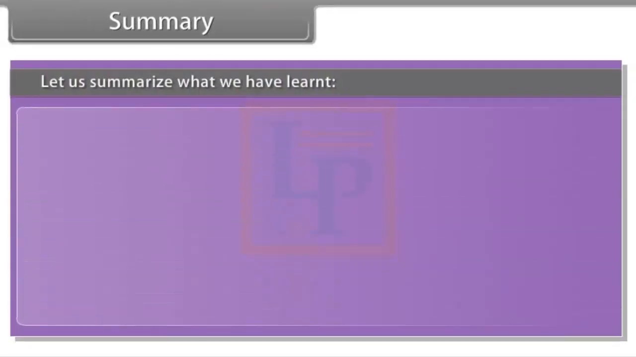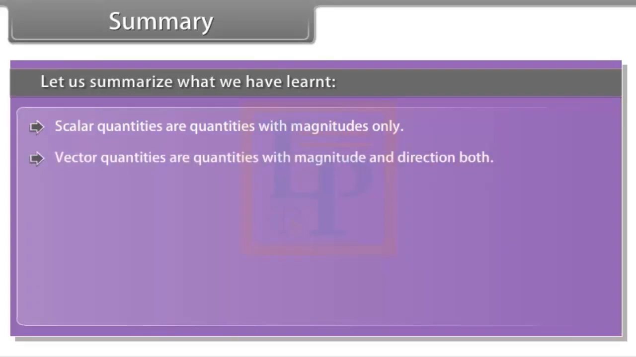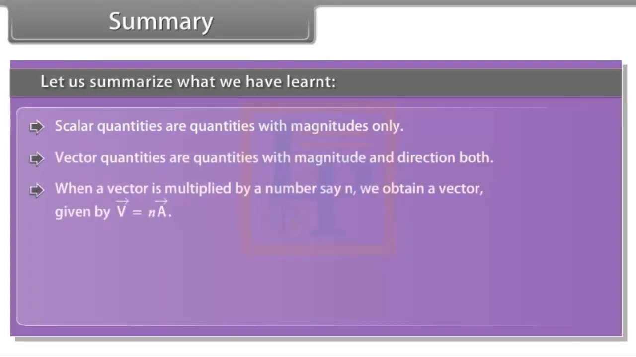Summary. Let us summarize what we have learned. Scalar quantities are quantities with magnitudes only. Vector quantities are quantities with magnitude and direction both. When a vector A is multiplied by a number say n, we obtain a vector v given by v vector equal to n times A vector.